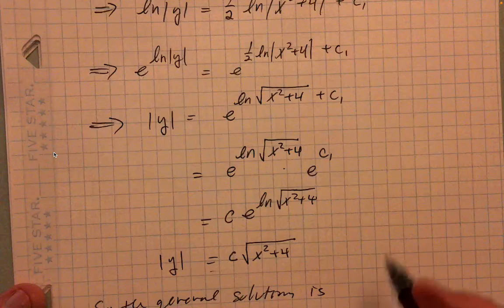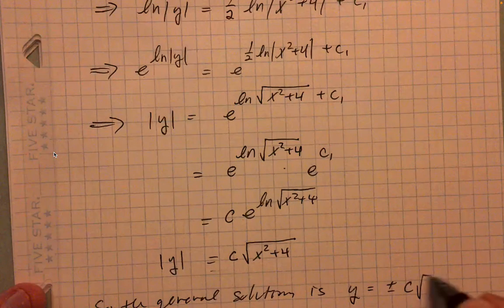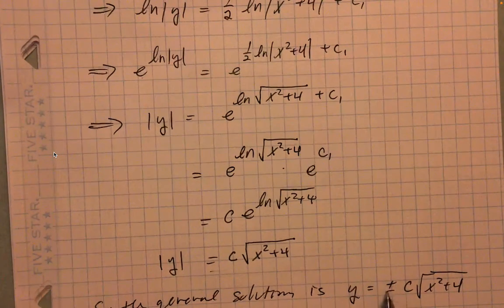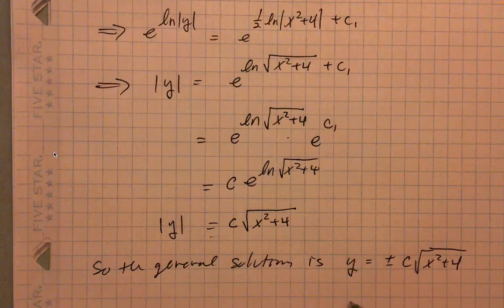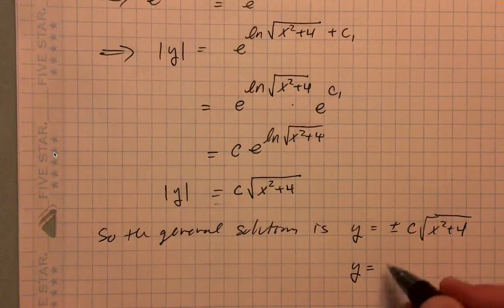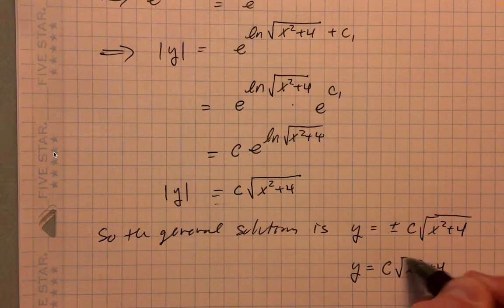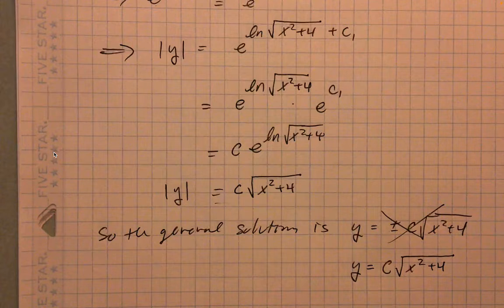And I guess we could rewrite this as y equals plus or minus c times the square root of x squared plus 4. Technically this is plus or minus a constant, so we could write this nicer as y equals just c, whether it's positive or negative doesn't matter. So c times the square root of x squared plus 4. Some constant times this square root. That's the best way to write it.